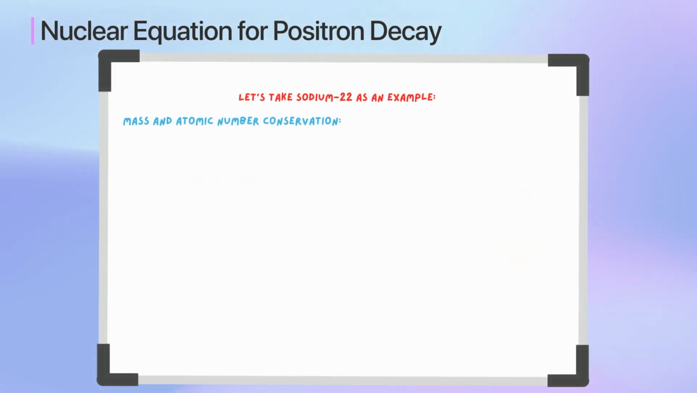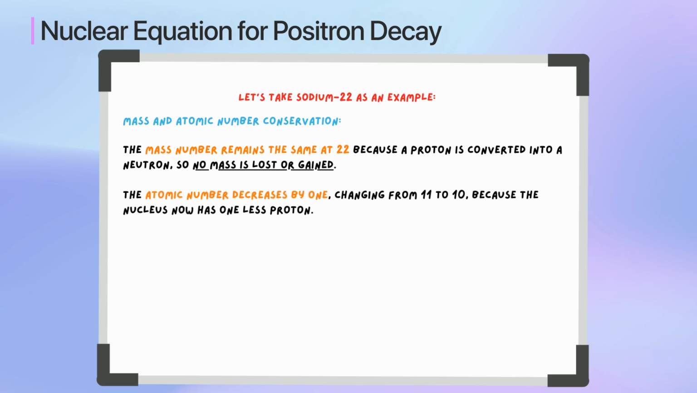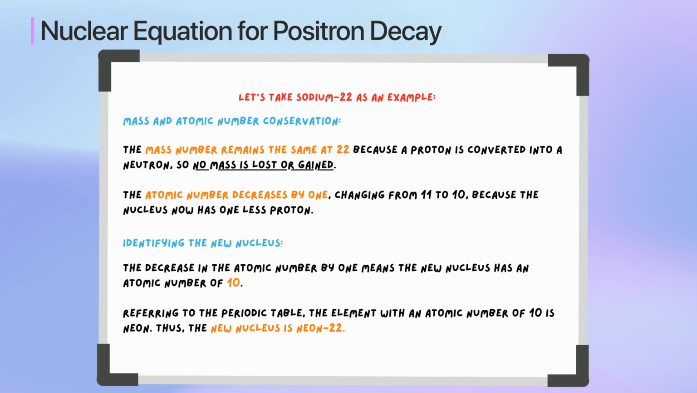Our next step involves mass and atomic number conservation. The mass number remains the same at 22 because a proton is converted into a neutron, so no mass is lost or gained. The atomic number, however, decreases by 1, changing from 11 to 10 because the nucleus now has one less proton. Now we can identify the new nucleus. The decrease in the atomic number by 1 means the new nucleus has an atomic number of 10. Referring to the periodic table, the element with an atomic number of 10 is neon. Thus, the new nucleus is neon-22.